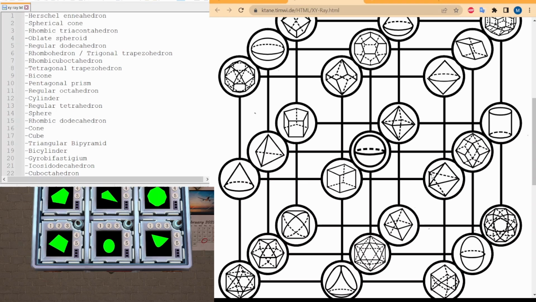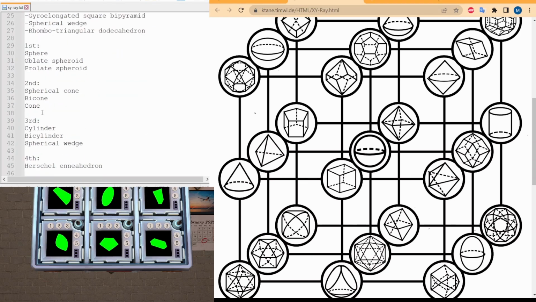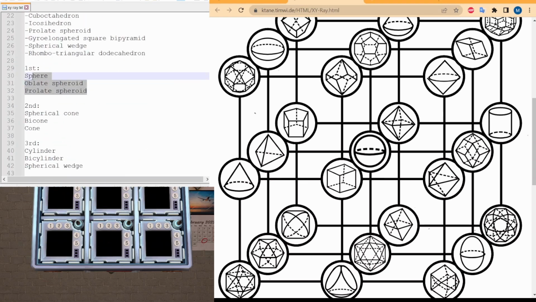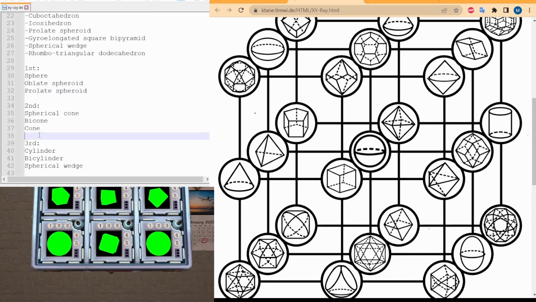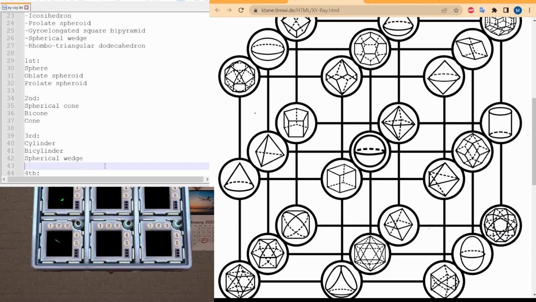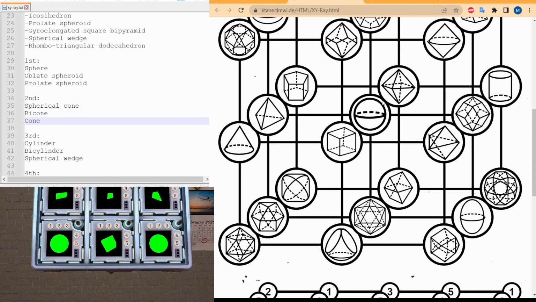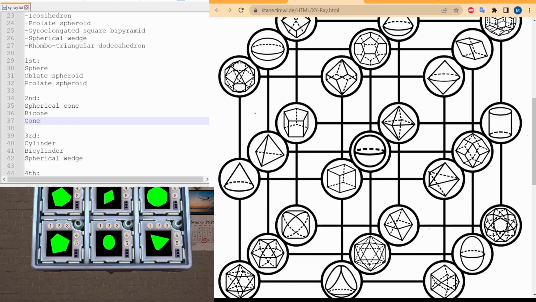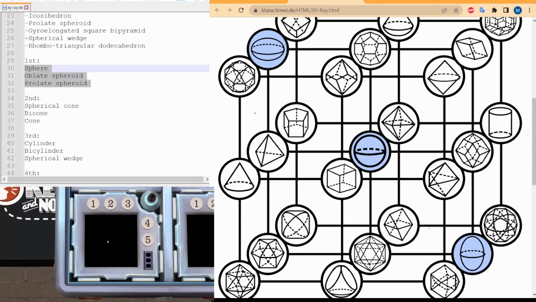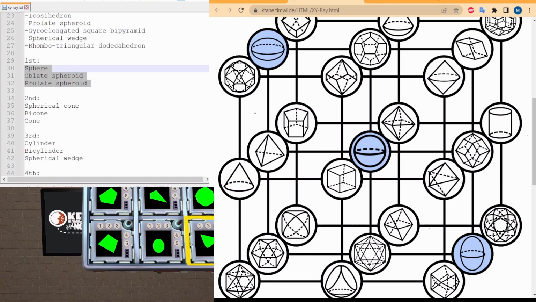So the first group I divided is this. So it's basically first and second groups. First, second, and third groups are simple. These are shapes with basically curves. First one is the simplest one. We have a sphere and two spheroids. Sphere, the simplest one, basically a unicorn.